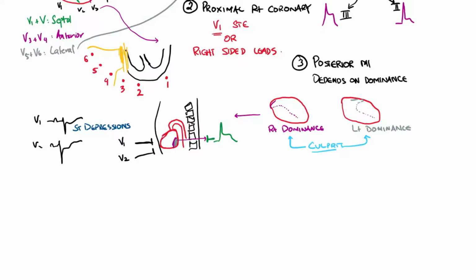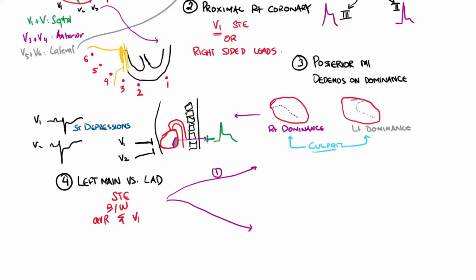The next step is whether to define left main versus left anterior descending. Now, the thing about these is that left main coronary occlusion is very rare in practice. You are not going to see a lot of this. Most of these people die before they reach the hospital, before any sort of intervention can happen. So this is basically based on differentiating ST elevation between AVR and V1.